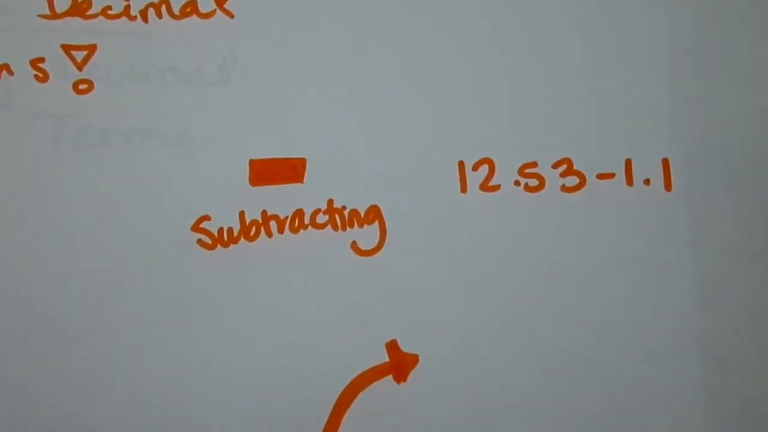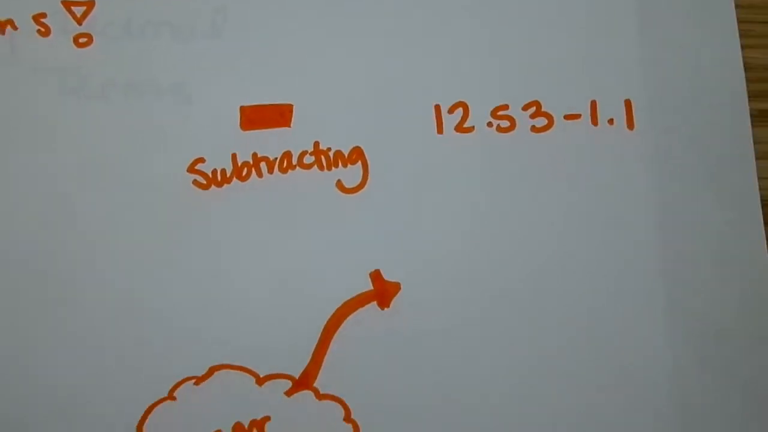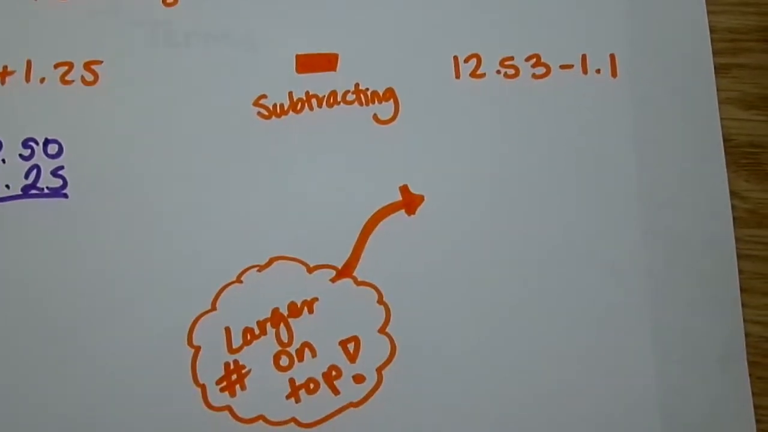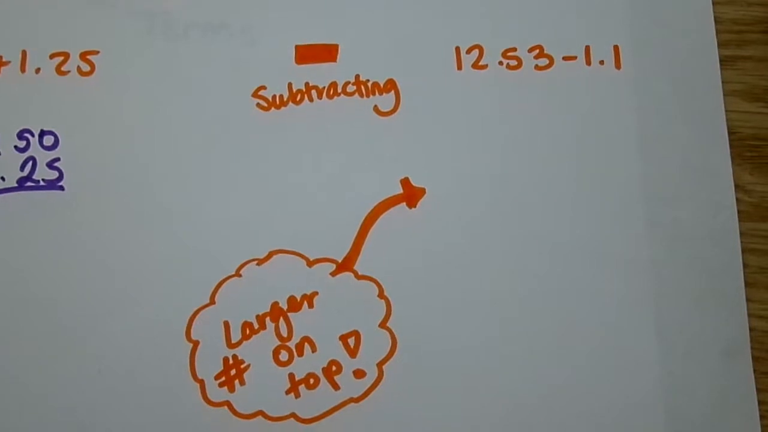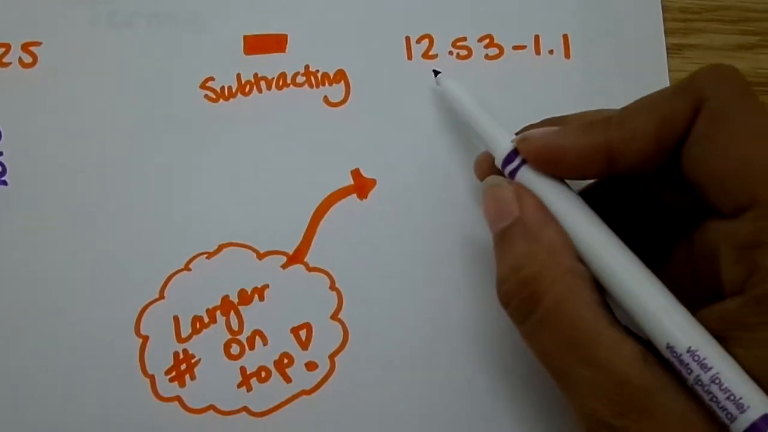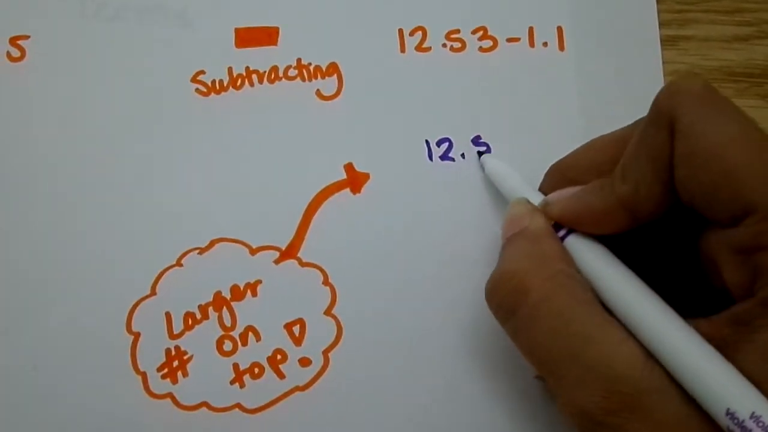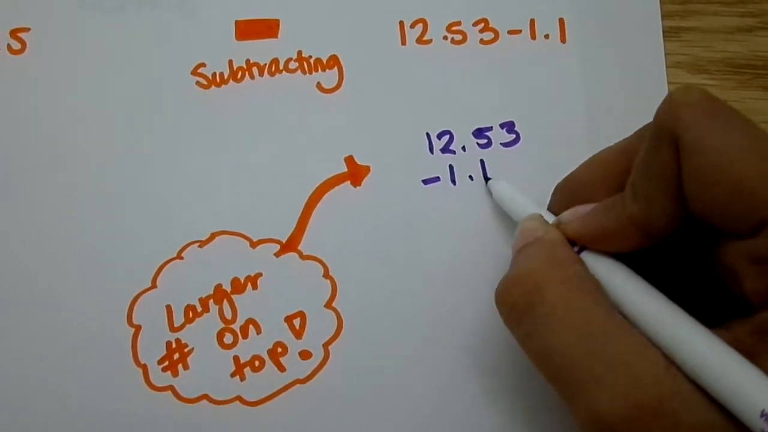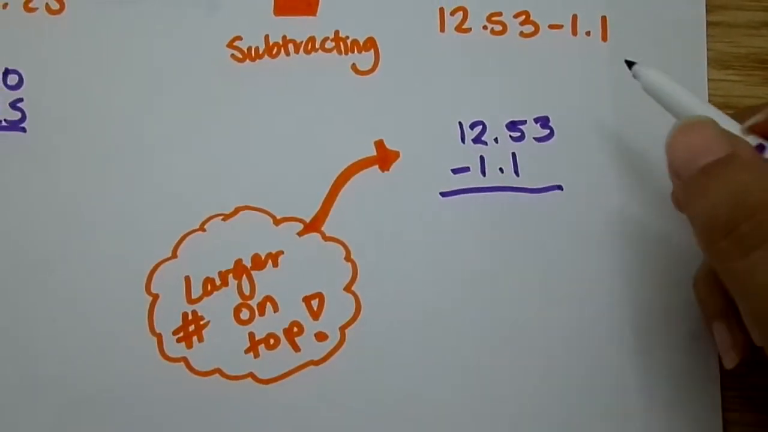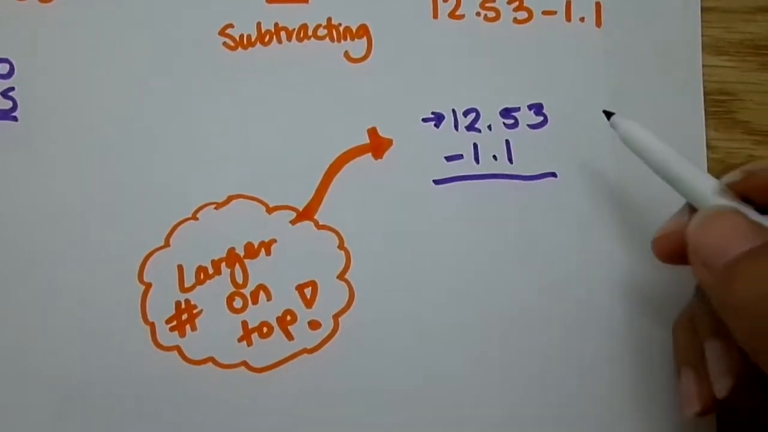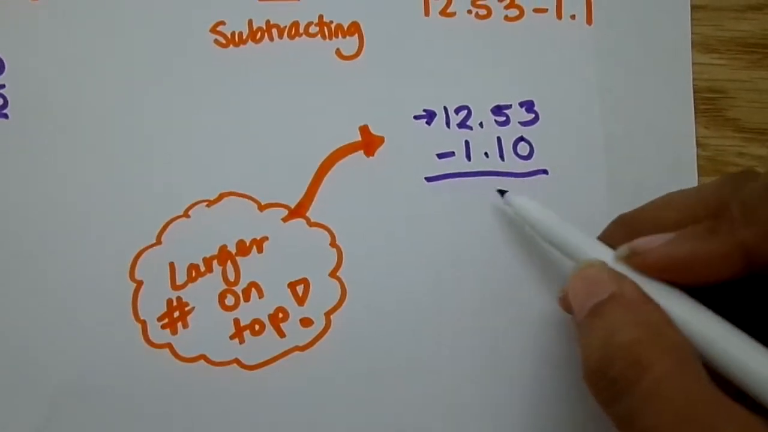Also for subtracting, I'm also going to line up my decimals, but there's one extra thing. I have to make sure when I subtract that I always place my larger number on top. So when I subtract 12 53/100 minus 1 1/10, I'm going to line it up with the larger number on top, place any extra zeros, and then complete my subtraction.